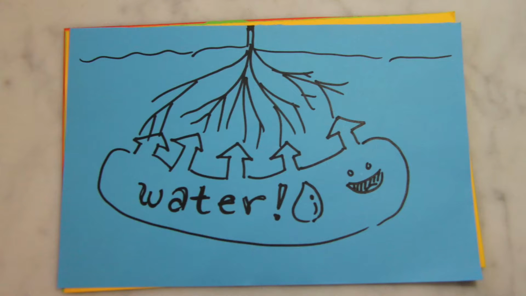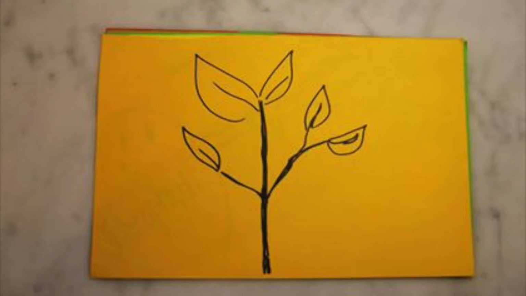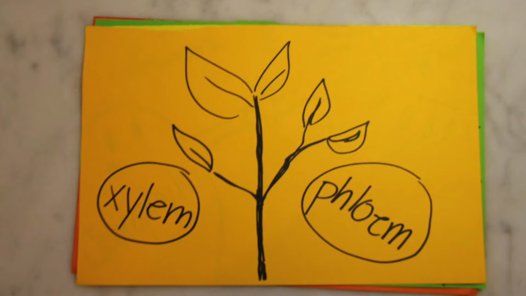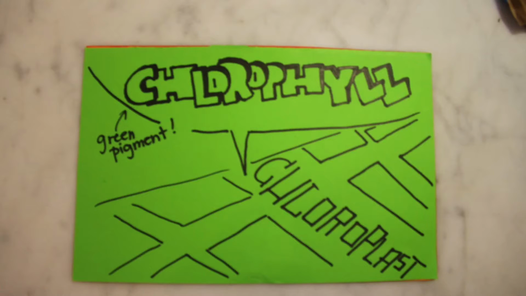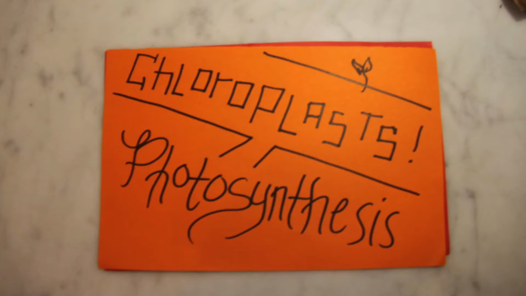Water is obtained by the plant through the roots and is delivered to the leaves through the xylem and phloem. Sunlight is absorbed by chlorophyll, a green pigment located in structures called chloroplasts. Chloroplasts are the sites of photosynthesis.